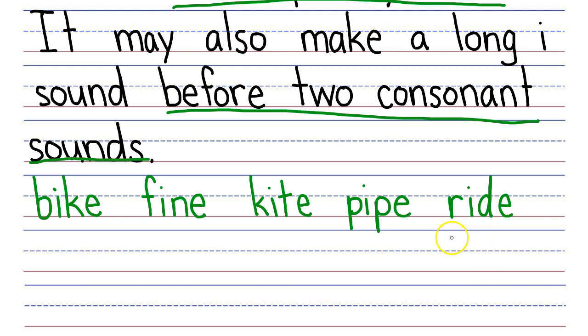Now, if we were to remove the E, then we would have open syllables that end with consonant letters, and we'd have to use the short I sound, I. So if you take out this E here, you'd have bick, and fin, and kit, and pip, and rid. But we don't want those. We want bike, and fine, and kite, and pipe, and ride, and so we use silent final E on these types of words.